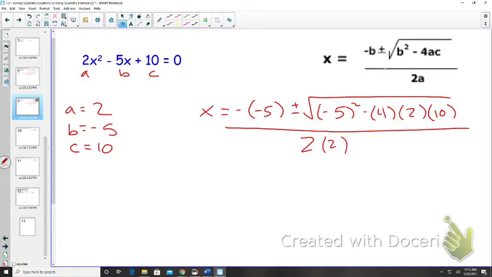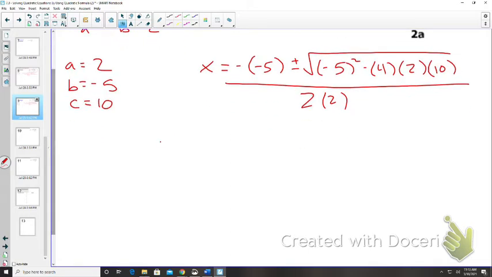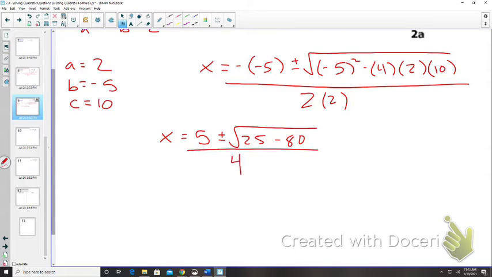Now we need to simplify this. Negative times negative 5 is positive 5, plus or minus the square root of negative 5 squared, which is 25, minus 4 times 2, which is 8, times 10, which is 80. Perfect. All divided by 2 times 2, which is 4. So I'm going to simplify what's inside the square root right now. So 5 plus or minus the square root of negative 55.